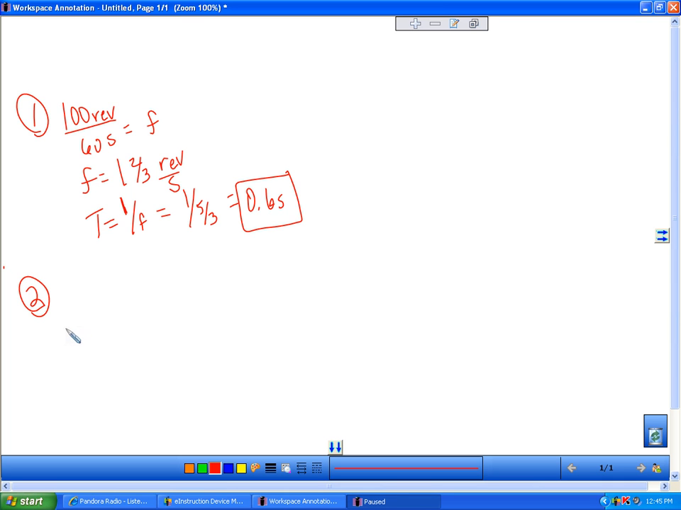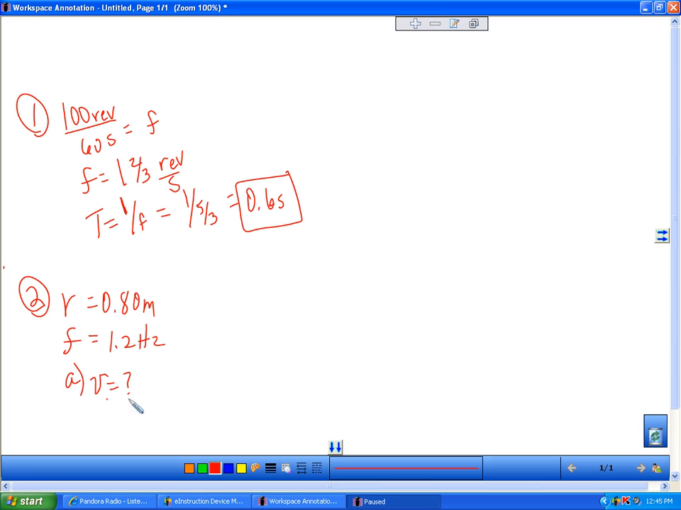Number 2, I have an ant on a blade, and they give me some information. They tell me that the radius is 0.8 meters, that the frequency is 1.2 hertz, which is 1.2 cycles per second, and they want to know how fast the ant spins. So if they're asking me how fast the ant spins, then they're asking me for the speed of the fan blade.